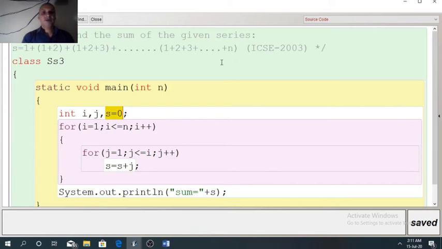Now first we need to control n terms of the series with the outer loop: i equal to 1, i less than or equal to n, i plus plus. Suppose we take n equal to 3. Then our loop will run only 3 times. It means first 3 terms we will get. So first 3 terms means 1 plus 1 plus 2 plus 1 plus 2 plus 3.